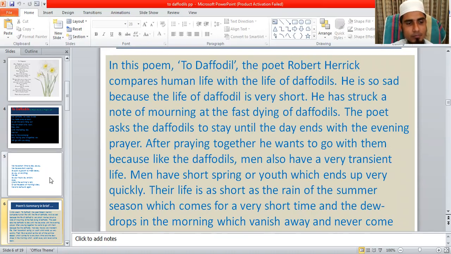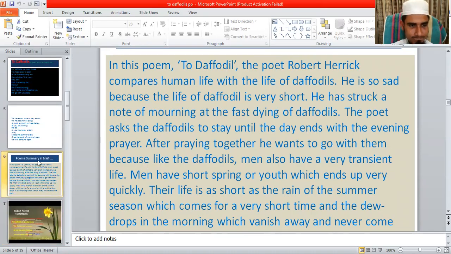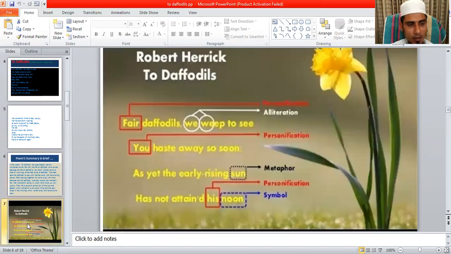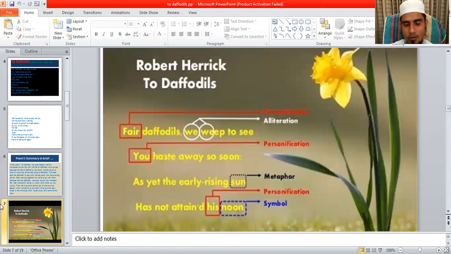So you can take help here to prepare a short answer. My dear students, here you can find a diagram. In this way you can practice at home, as it is a very easy poem. Since the poem is very easy, you can try in this way to find out.